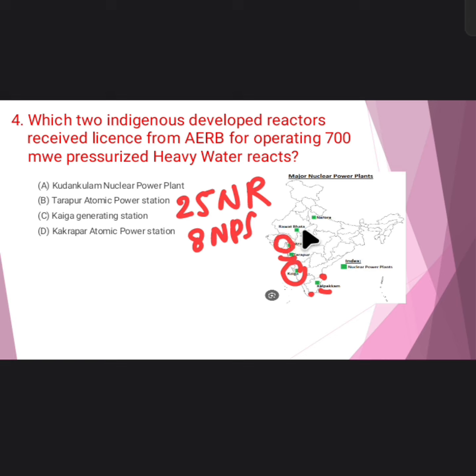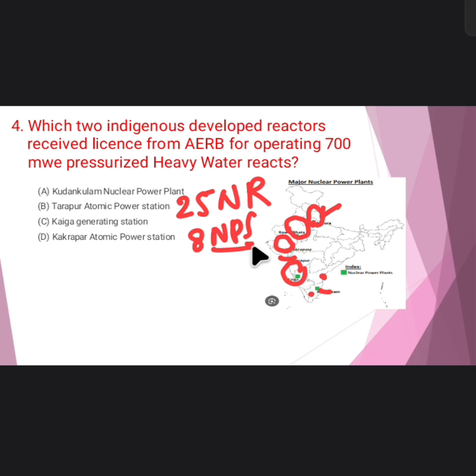In Rajasthan, Rawatbhata atomic power station. In UP, the Narora nuclear power station is located in the state of Uttar Pradesh. 1, 2, 3, 4, 5, 6, 7, 8. So these nuclear power stations contain 25 nuclear reactors.